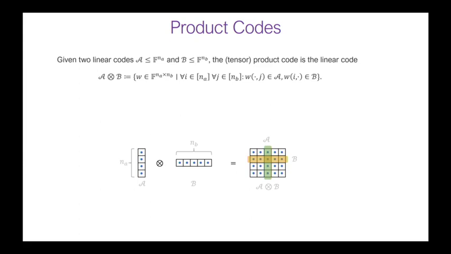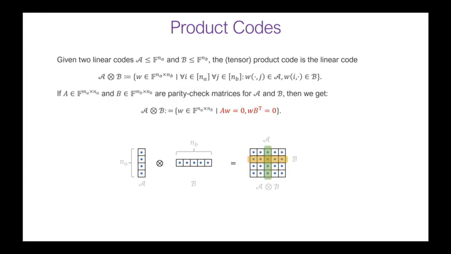Okay, but this was all very abstract algebra. Let us start with something much more simple. So let us start with the classical product codes. A classical product code is just a matrix. It's a code where each codeword is a matrix, and each column of this matrix belongs to code A, and each row belongs to code B.